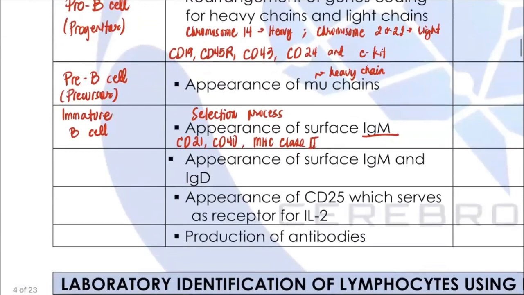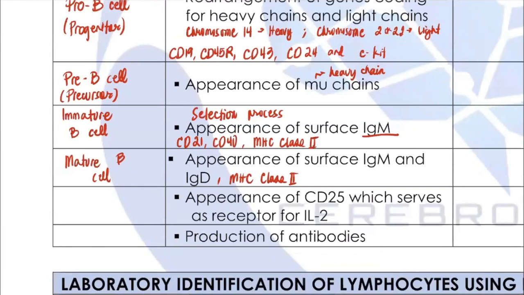Okay? Then, after the appearance of IgM, susundan siya ng appearance of IgD. So IgD will now have IgM. Yung next stage, which is the mature B cell, no? Mature B cell will now be characterized by the presence of IgM and IgD at the same time. And syempre, no, meron din siyang MHC class 2. No? Pakidagdag na lang, no, yung MHC class 2 kasi kailangan again yan for antigen recognition. Okay?